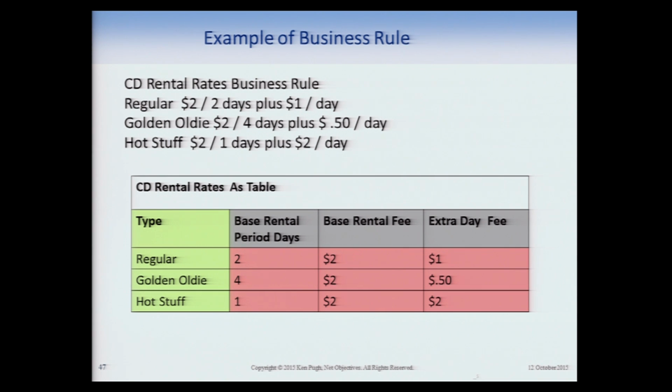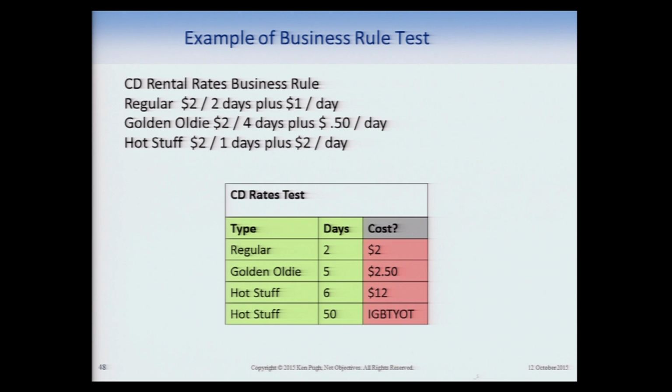I thank you. That's what we programmers have to do, is read customers' minds. So I'm just going to look. It's pretty straightforward, but I just want to check my understanding. A regular for 2 days costs $2, right? And the golden oldie for 5 days costs $2.50. Hot stuff, 6 days, $12. Hot stuff for 50 days, that's going to be $100.